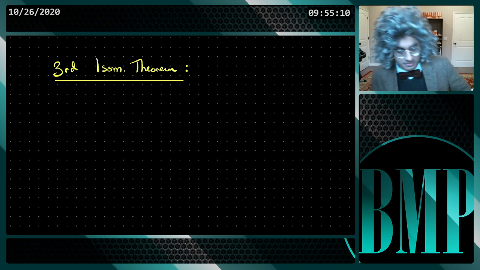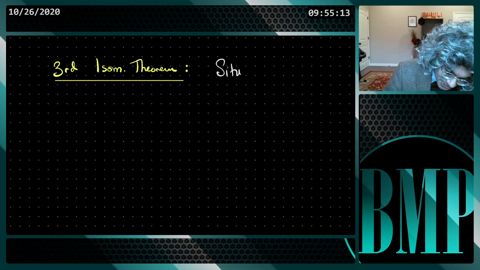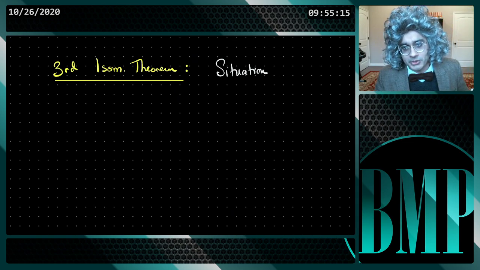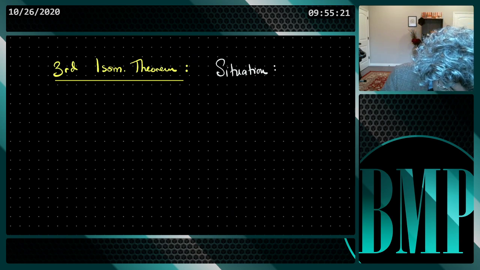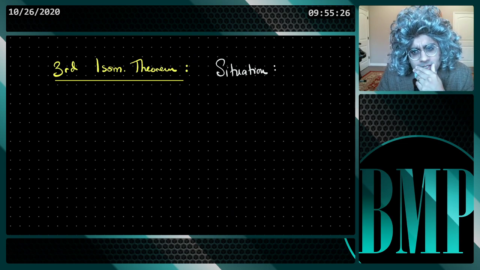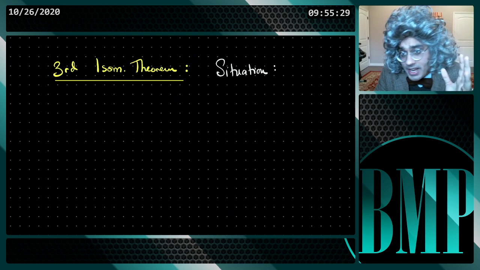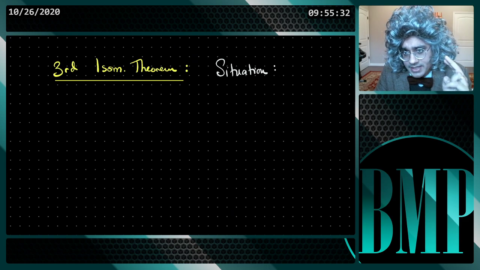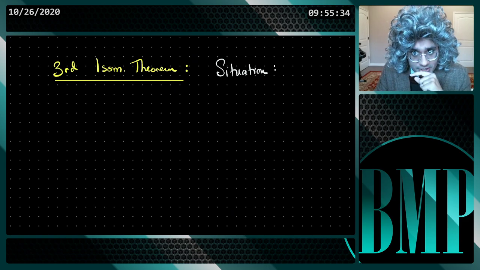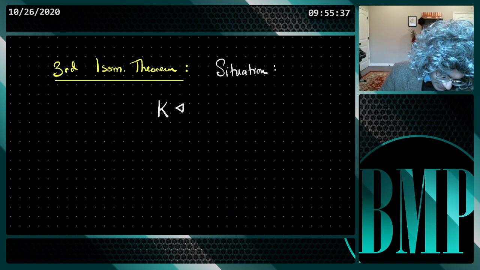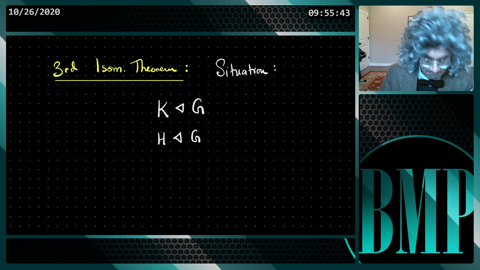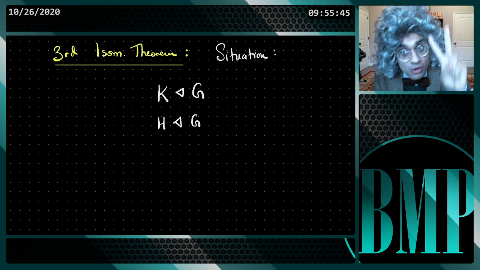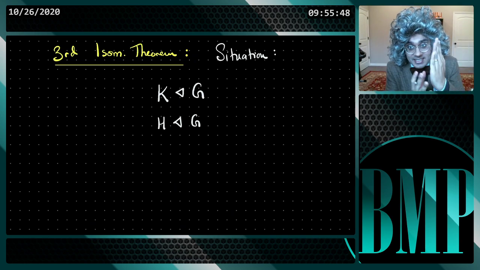Okay, what's the situation? It's just a general fact about a particular situation that happens in life. Here's a situation. What you've got is... what to denote them by. I'll do H and K again, but please notice that it's a more special situation. K is a normal subgroup, and so is H. Two normal subgroups, now nested.